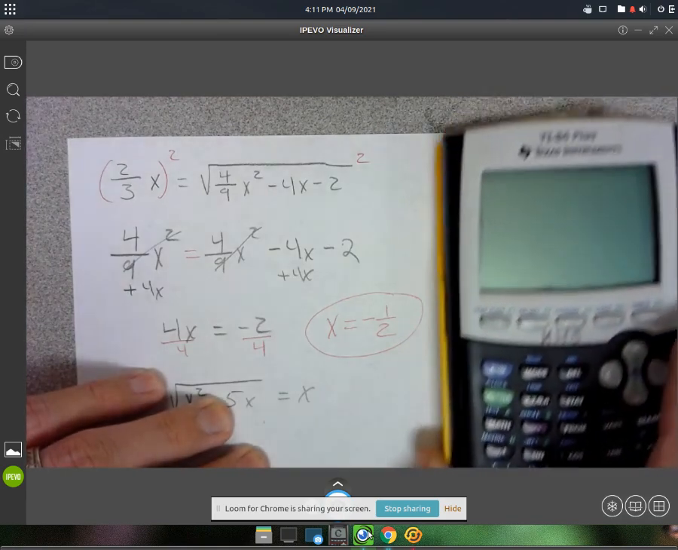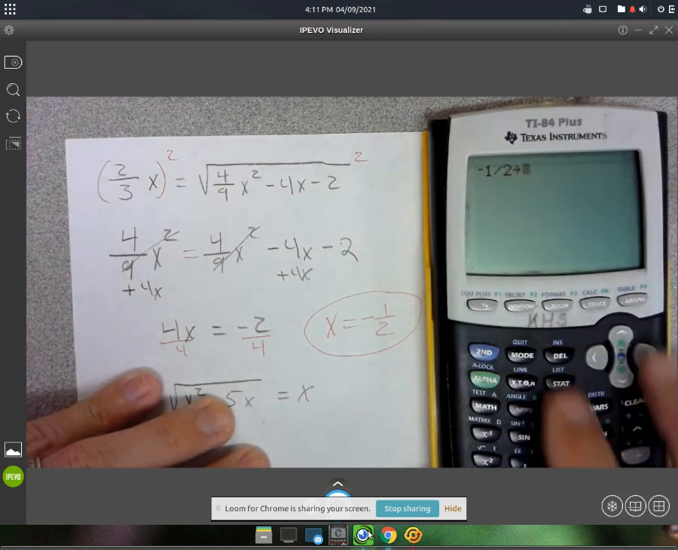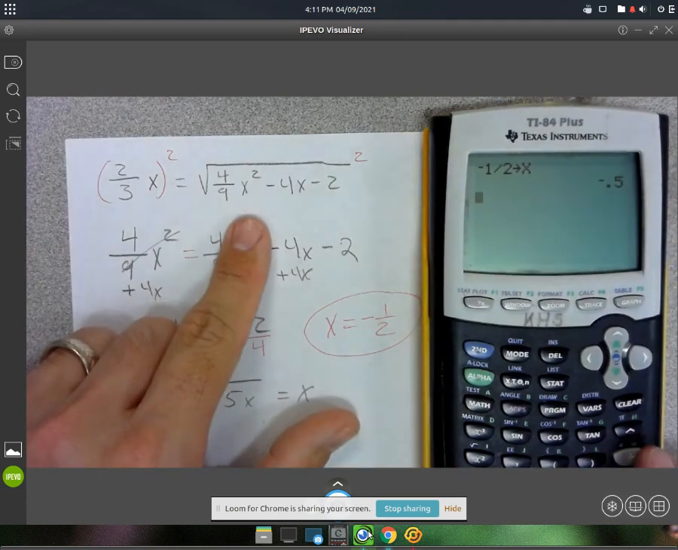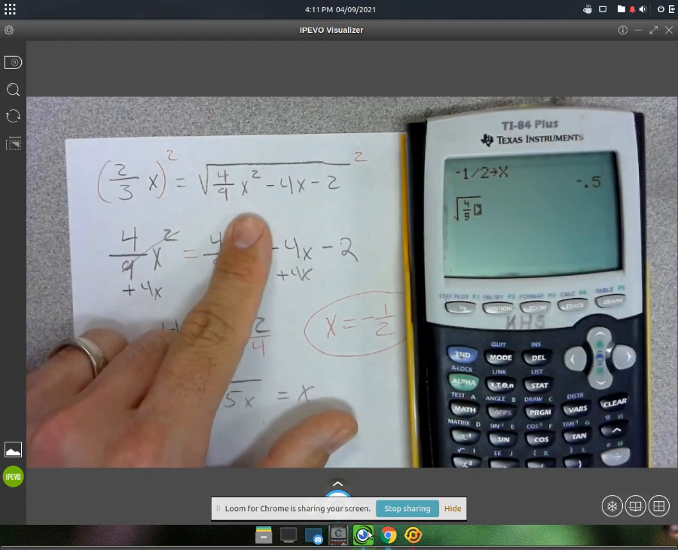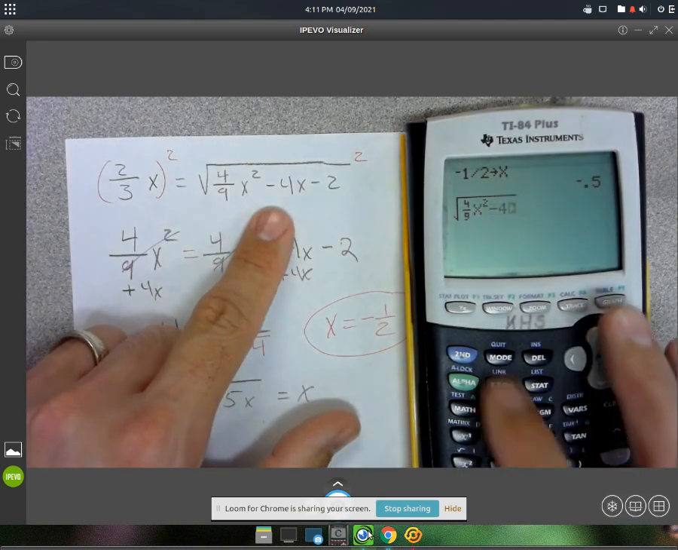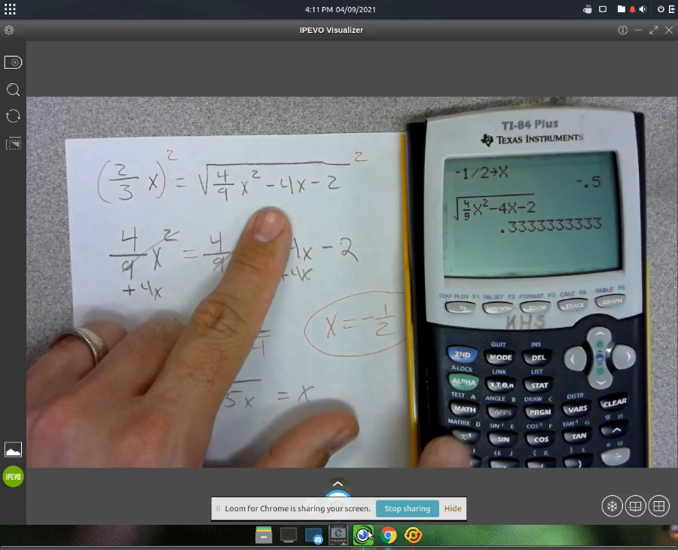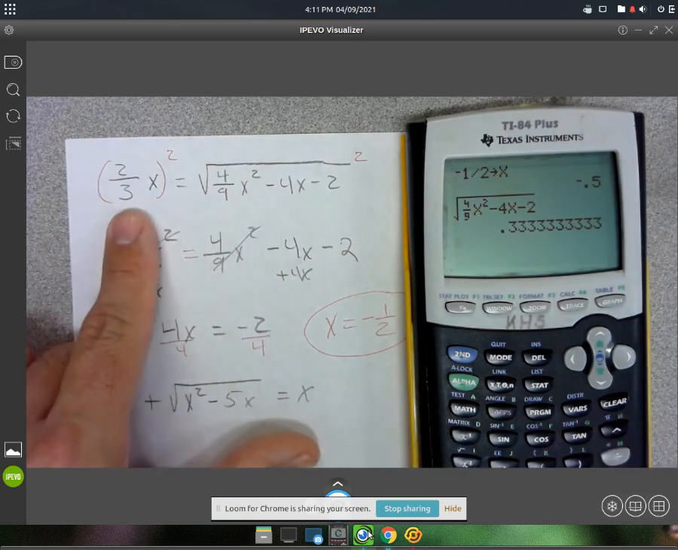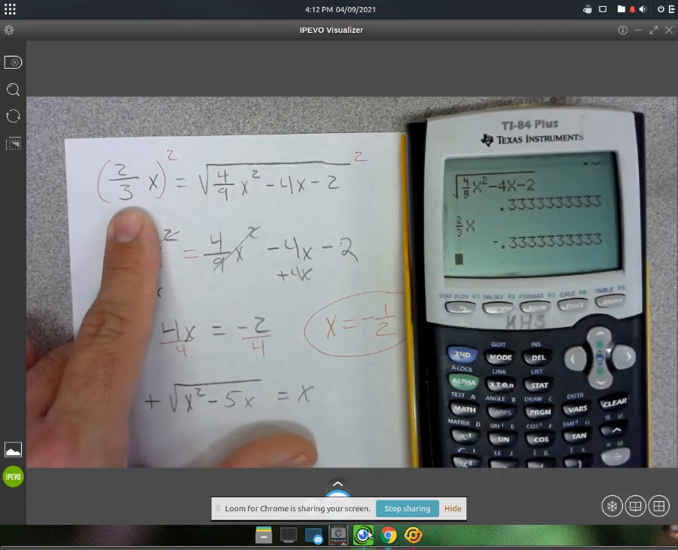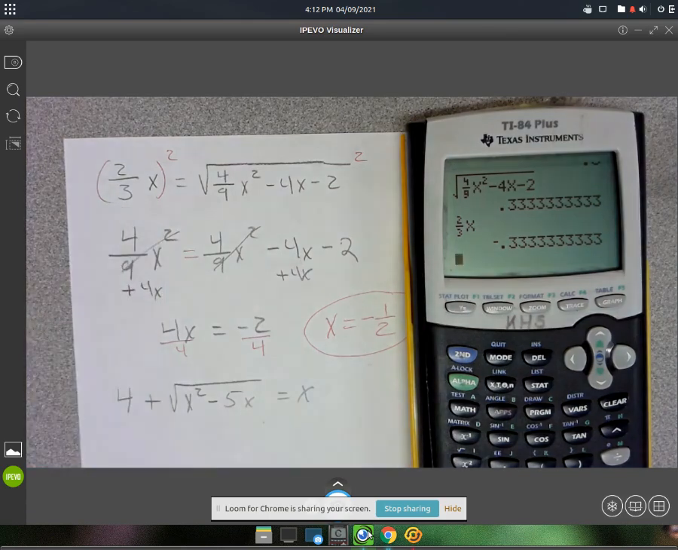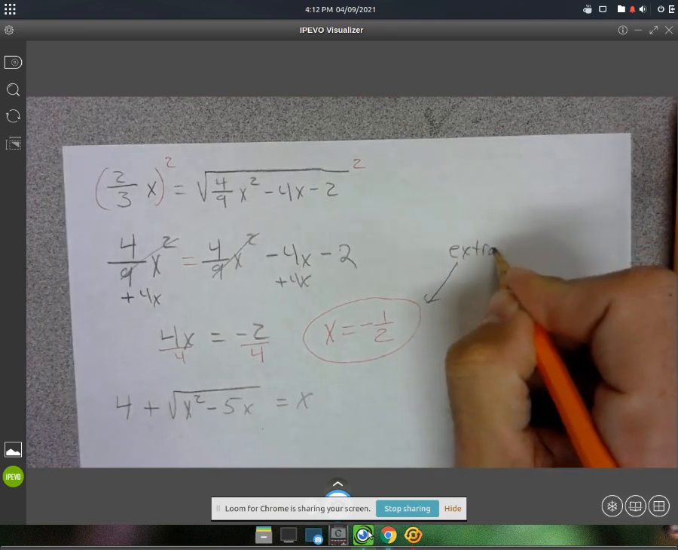So let's go ahead and try this one with the calculator here. -1/2, we'll store that to x. I'm going to focus on the right-hand side here: square root of 4/9 x squared minus 4x minus 2. I get 0.33333 repeating, which is 1/3 as a decimal, or 1/3 as a fraction. On the left side, if I do 2/3 x, I get -0.33333. So this is not a valid solution. This is an extraneous solution again.